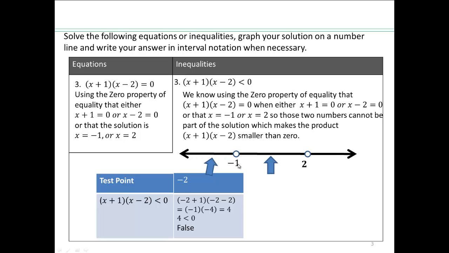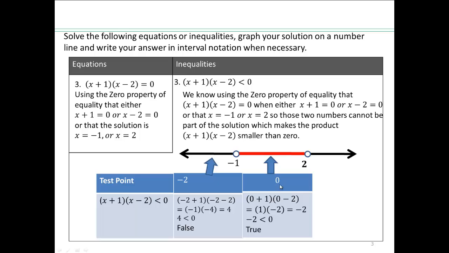Let's pick a number between -1 and 2, say 0. And you'll see that this does satisfy the inequality because all numbers above -1 will make this factor positive, and all numbers under 2 will make this one negative, giving you a negative product, which is exactly what you want. So this is a true statement, so this is part of your solution.